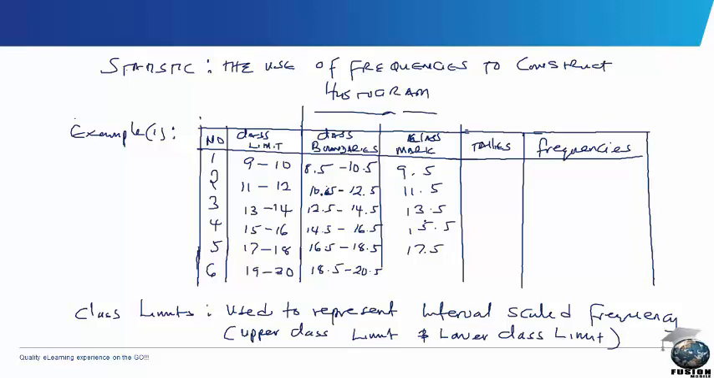Let's find it for the 6th class. We have 19 plus 20 divided by 2, so we have 19.5. All right, so how do we go about the tallies? The tallies here are represented in this manner.